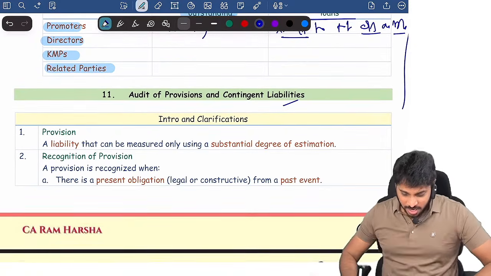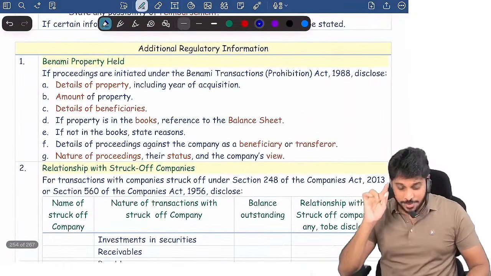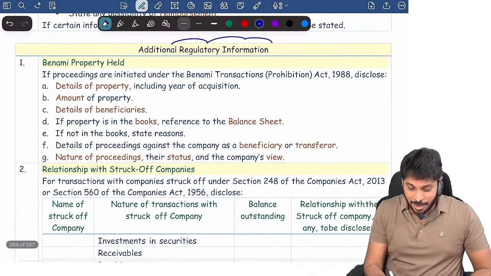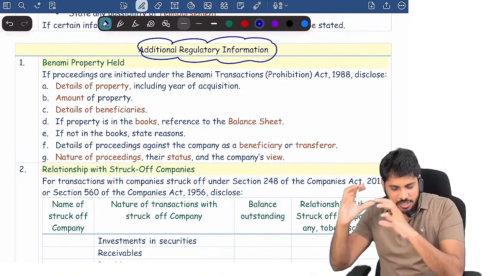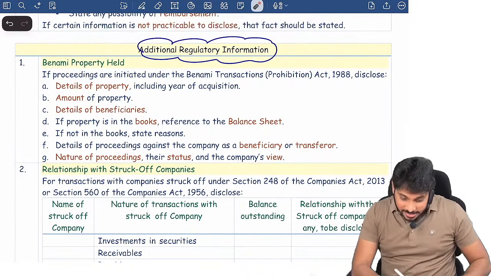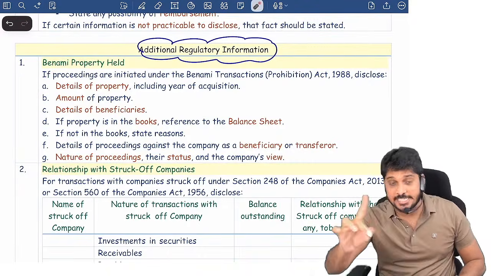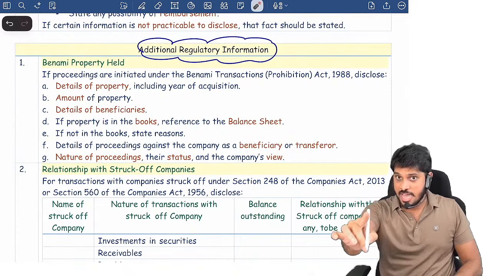Then we have again audit of provisions and contingencies. Below that, ARI. I hope you are able to understand ARI. ARI below contingencies and provisions. Remember, under which head, under which line item of the balance sheet it is coming is not relevant, guys. This ARI point, if you are able to understand, that's enough. Because in exam they can ask you only Benami property related ARI.